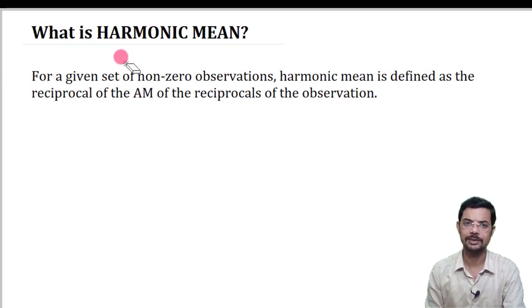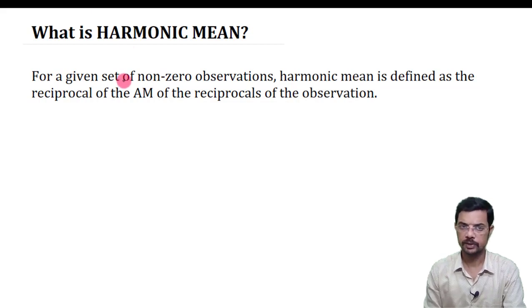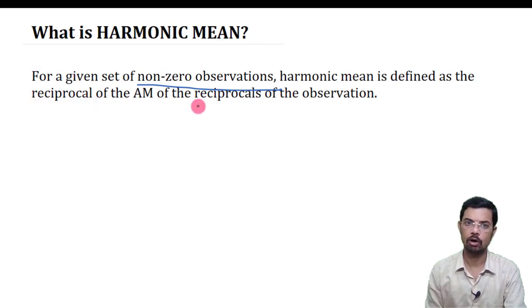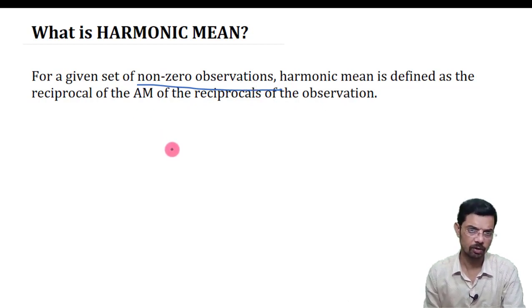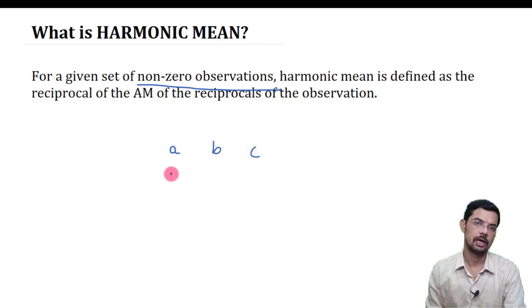Harmonic mean for a set of non-zero observations is defined as the reciprocal of the arithmetic mean of the reciprocals of the observations. So, for example, if we have three observations, say A, B and C, and we need to find the harmonic mean of A, B and C, how do we find this?